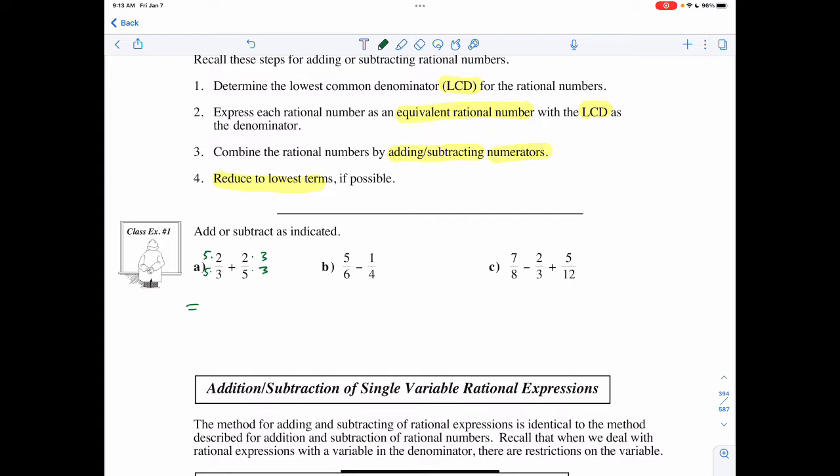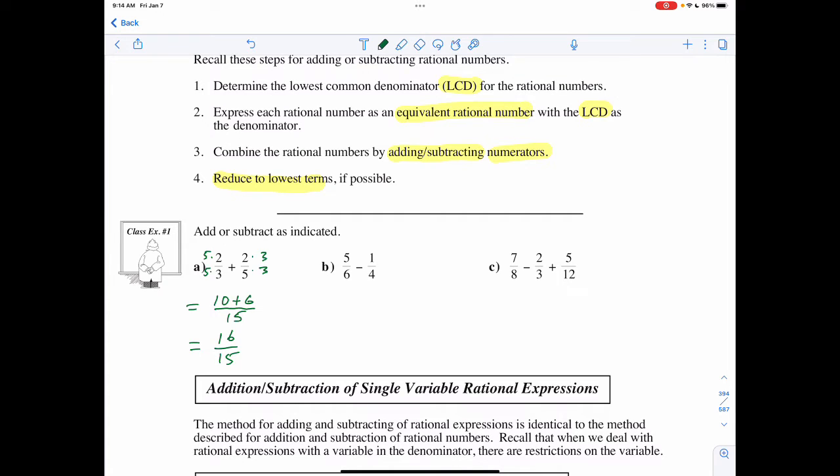When I do this, if I take 5 times 2, I'm going to get 10. And when I take 2 times 3, I'm going to get 6. And because they're going to have the same denominator of 15 now, I can say that it's all over 15, because I'm just combining the numerators. And then I'm going to add the numerators and get 16 over 15.